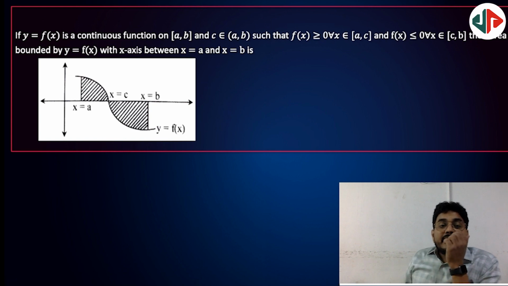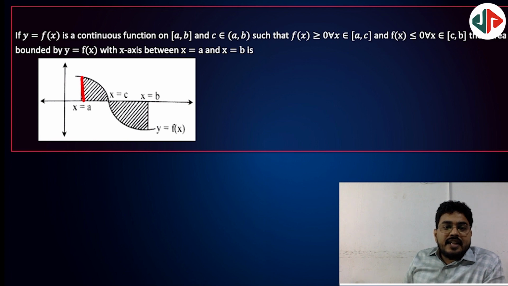Look at here. The curve is like this. So the area is, look at here, till c it is positive. So when you take this, the positive area will come. During this time you will get positive area, but during this time you will be getting the negative area.